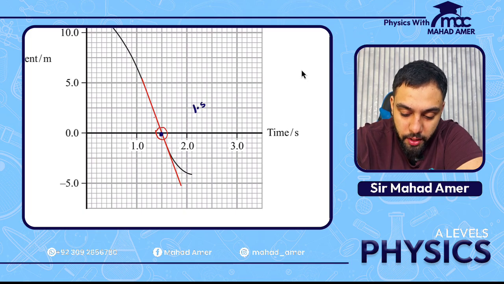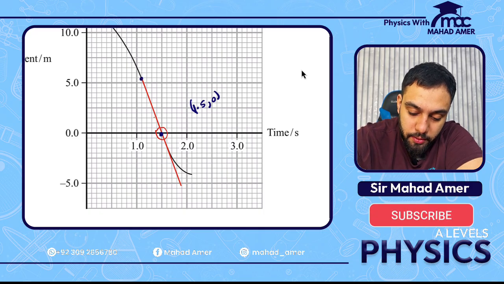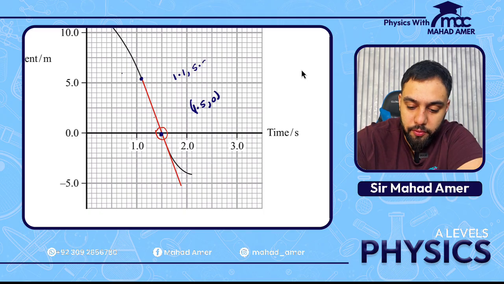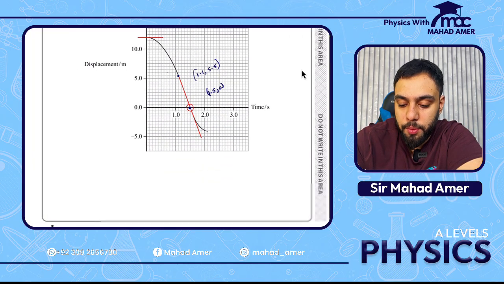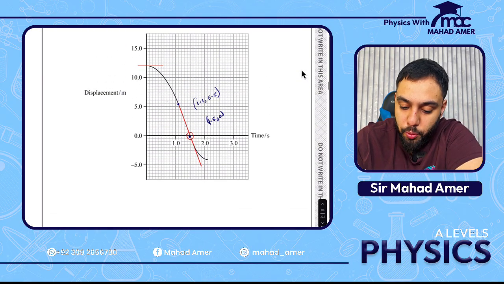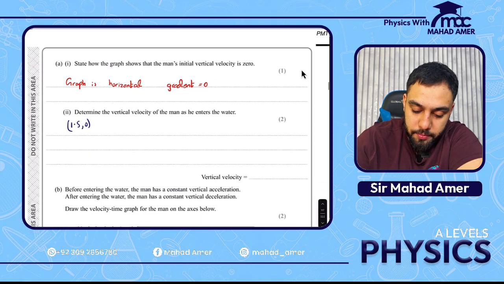That's 1.5 and 0. Reduce answer error chances. And the second one, I can take this. That's going to be 1.1 and 5.5. So 1.5 and 0, and 1.1 and 5.5.